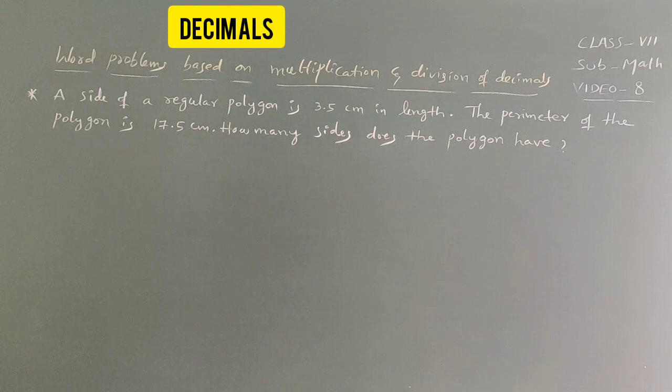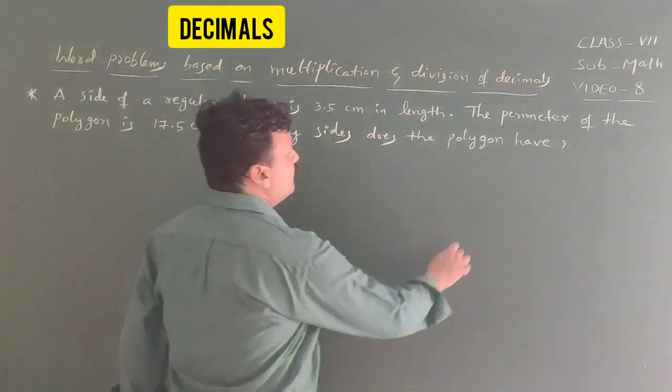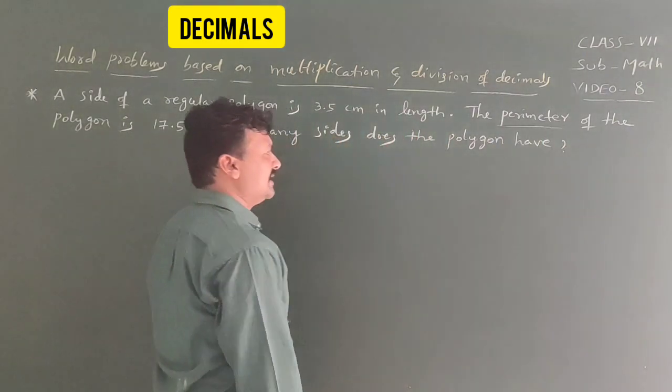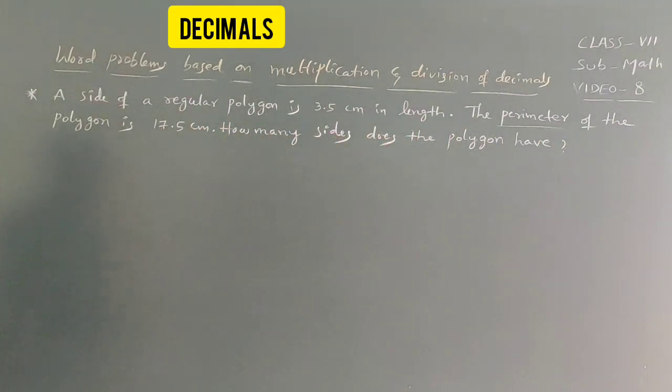Next, the side of a regular polygon is 3.5 centimeters in length. The perimeter of the polygon is 17.5 centimeters. How many sides does the polygon have? Here, perimeter means length of all sides. Sum of lengths of all sides is nothing but its perimeter.